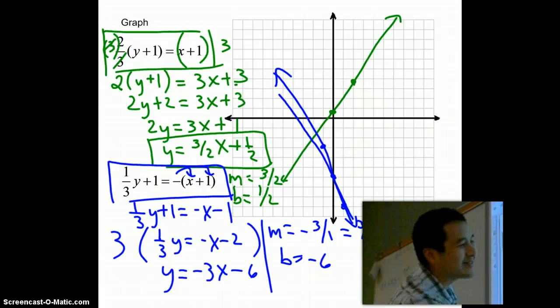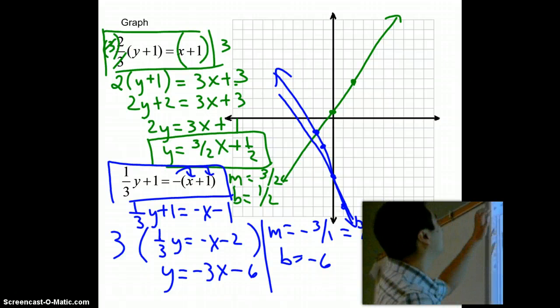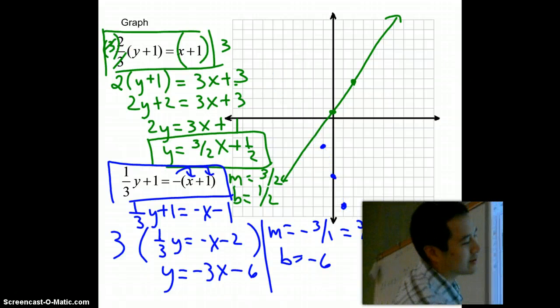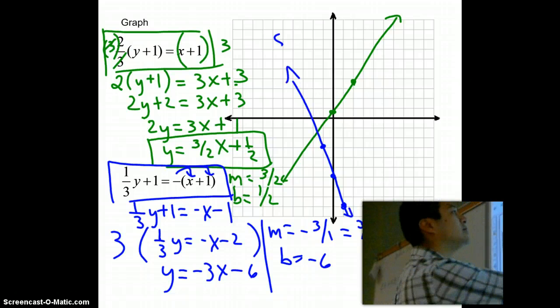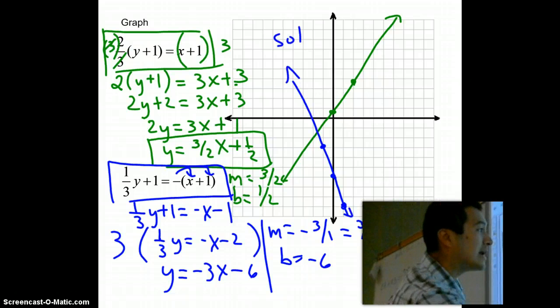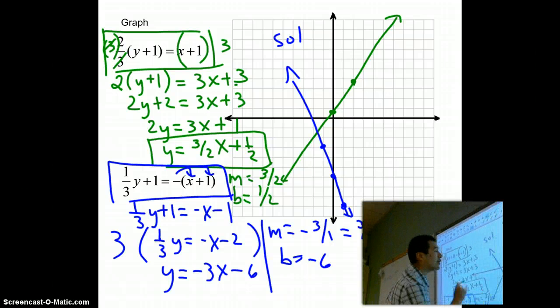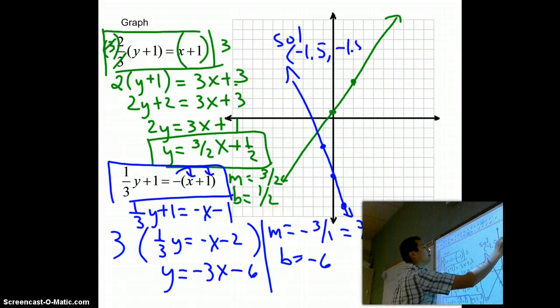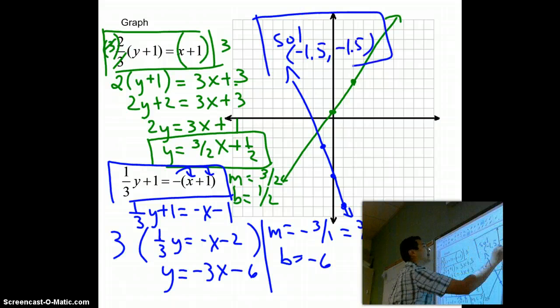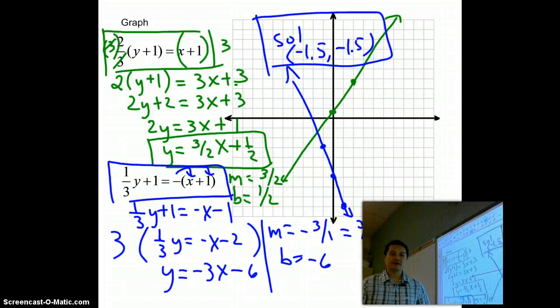And you see, if you're off just a little bit, you see how those points cross a little bit differently. I think this is my point. The other line is no bueno. So, let me clean that up. And therefore, what's that solution? It looks like my solution is negative 1.5, negative 1.5. There you go. And we're just estimating right now when you're graphing two lines.